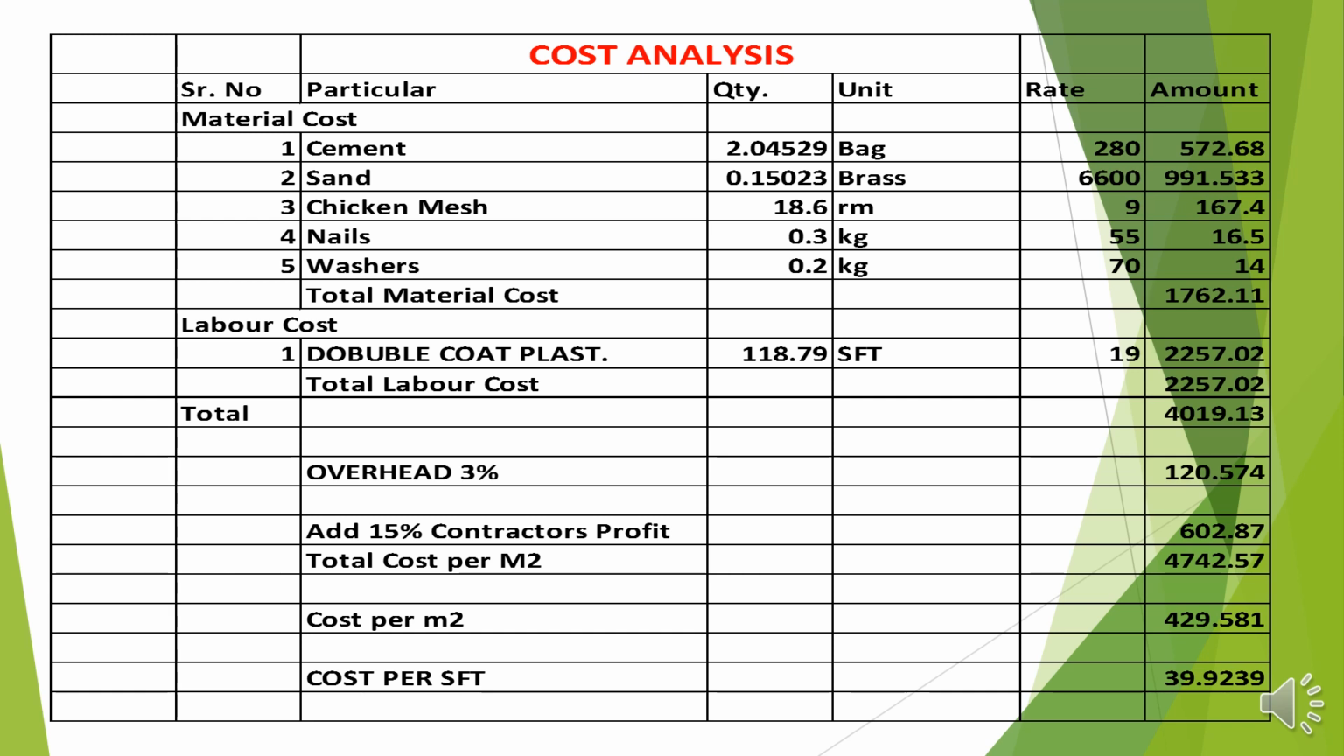Hence the material plus labor cost is going to make 4019.13. I am adding an overhead of 3%, which makes 120.574. 15% contractor profit makes 602.87.